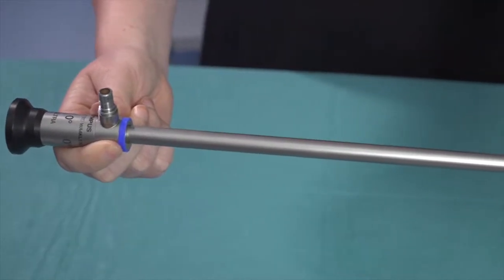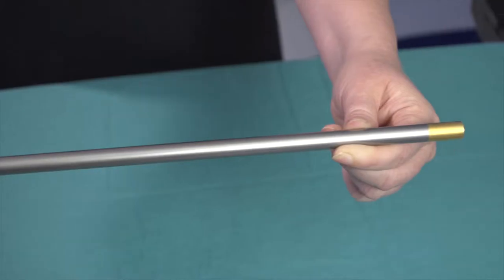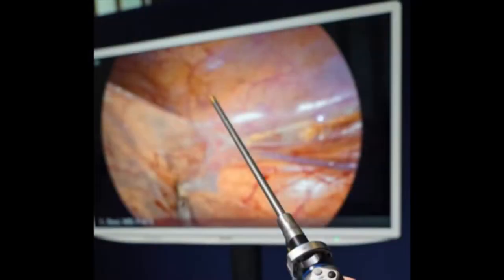The larger the diameter of the telescope, the larger the optics, which means larger rod lens scopes are typically capable of bigger and better quality images. So what does this mean from a practical perspective? This means that for more complex cases in larger cavities, you'll probably need to use a larger diameter telescope. For example, this 10mm laparoscope, which would be the standard during complex lap cases.